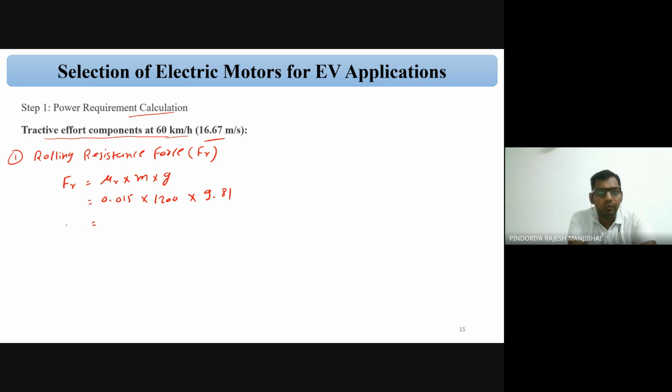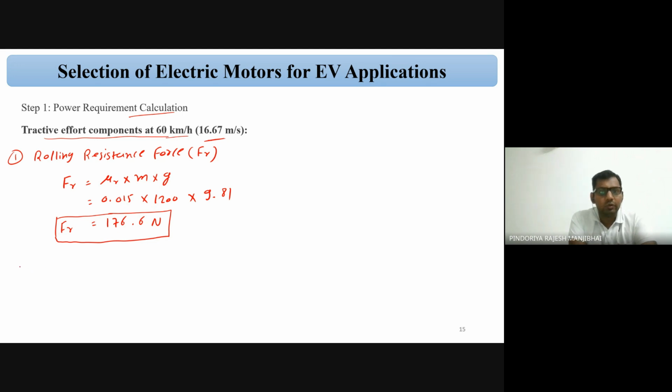So what is the value of FR? You just multiply 0.015 into 1200 into 9.81. As per my calculation, it is 176.6 Newton. Maybe somebody can do the calculation and please verify this answer. So 0.015 into 1200 into 9.81, I got 176 Newton, correct?